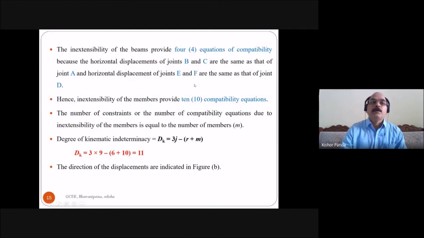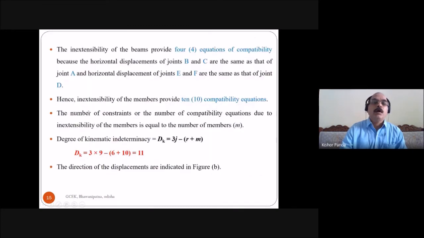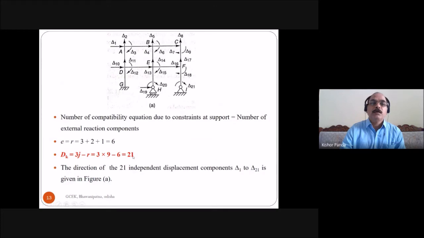So now from the vertical members, you got 6 compatibility equations. There is no vertical displacement, but in the case of the beam we only have to consider 4. How many total compatibility equations did you get from the inextensibility of the members? So 10, 6 plus 4, 10. So what is the degree of kinematic indeterminacy? Because you already got 21 here, minus 10. When you are considering the inextensibility of the members, you have to deduct 10, because of the inextensibility of the members.